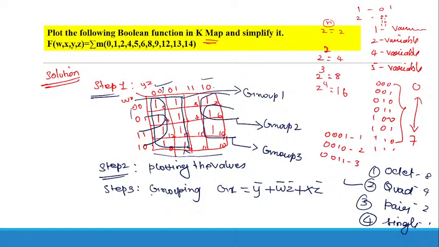I'm just skipping the steps because I don't have space here, but you write G1 is equal to what, G2 is equal to what, G3 is equal to what, and finally rewrite F is equal to the simplified expression. Step 4: thus the simplified expression is Y bar plus W bar Z bar plus X Z bar. This is the simplified expression, and look at the question. They are asking you to just simplify. They didn't ask you to implement with any circuits. So stop with this. This will carry around 6 to 8 marks.